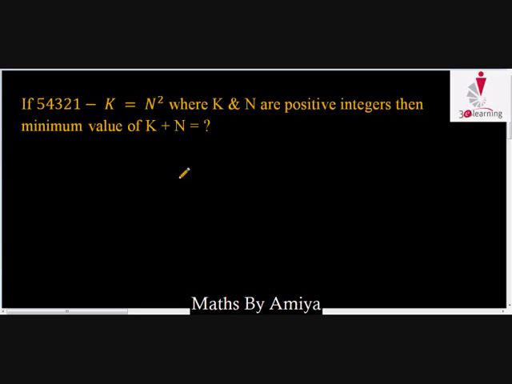Today we again solve a question and try to learn, or better say relearn, the basic concept of number system. We have a question: 54321 minus k equals n square, where k and n are positive integers. Then we have to find the minimum value of k plus n.